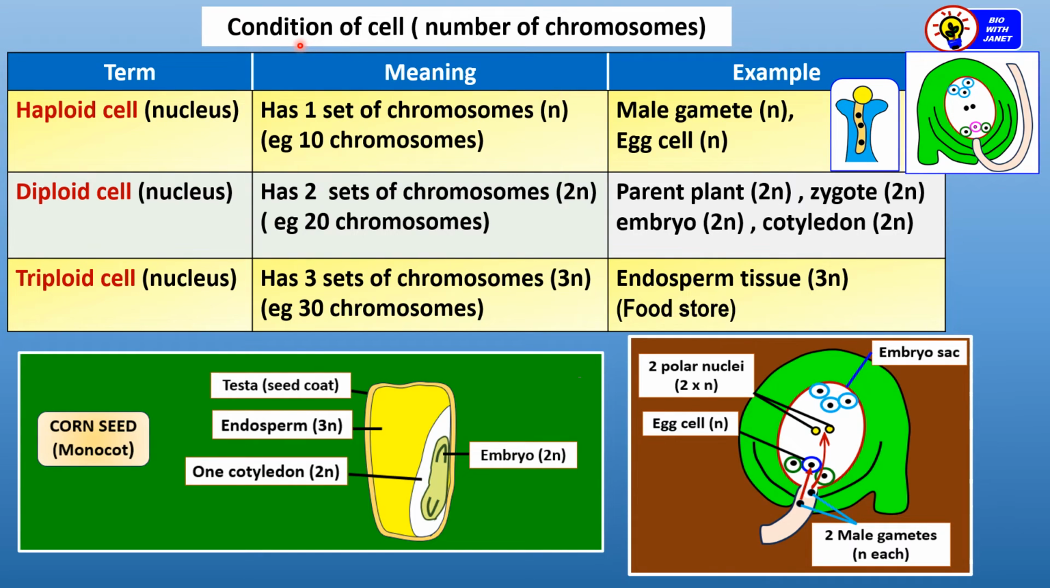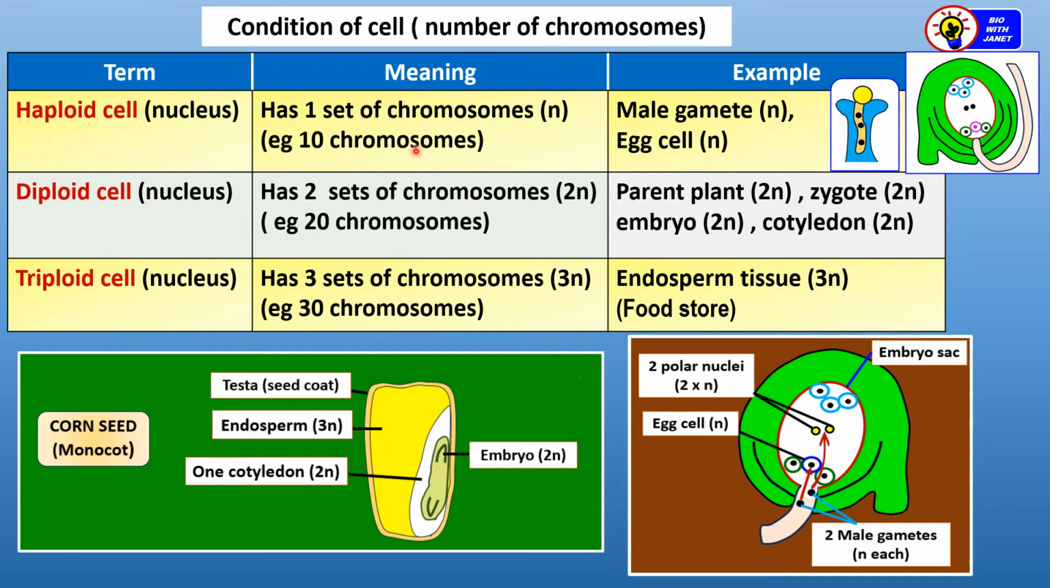Next, let's discuss the condition of the cell. That means the number of chromosomes in the cell. So let's differentiate between the haploid cell, diploid cell, and triploid cell. A haploid cell or a haploid nucleus has only one set of chromosomes. One N, N means one set.